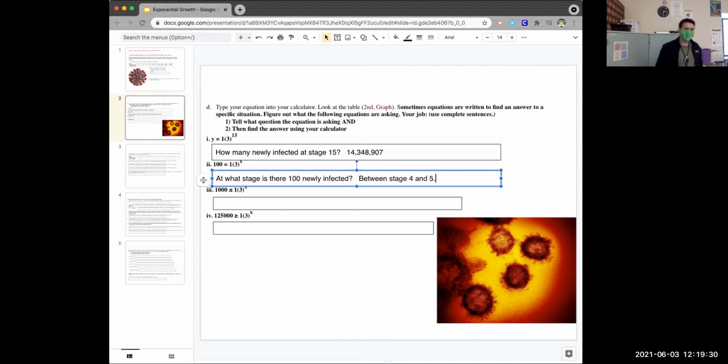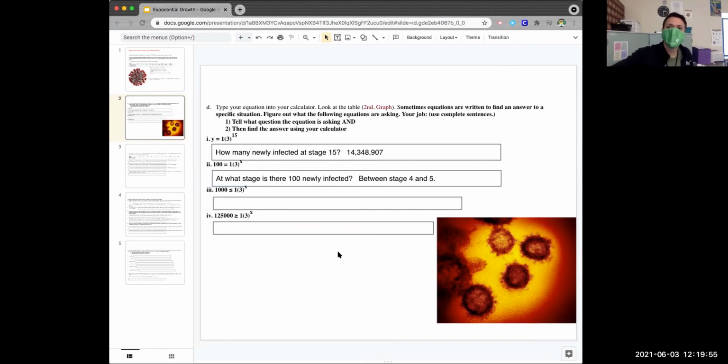There is a way to change and go into decimals on the calculator, but we're not going to cover that today. But it might be around, I don't know, 4.2, 4.3, 4.4. It's somewhere in between stage 4 and 5. 4.4. 4.2. Oh, cool. Yeah, I thought it was somewhere in there.